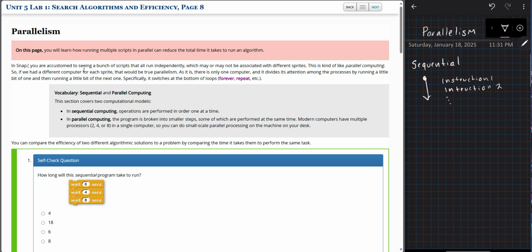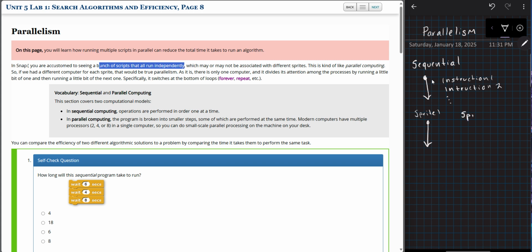We're used to seeing a bunch of scripts that all run independently, which may or may not be associated with different sprites. So we have different scripts running at the same time. For different scripts, maybe we have sprite 1 doing this block of code, and sprite 2 doing this block of code, and they're different, but they achieve different tasks, right? This is kind of parallel computing.